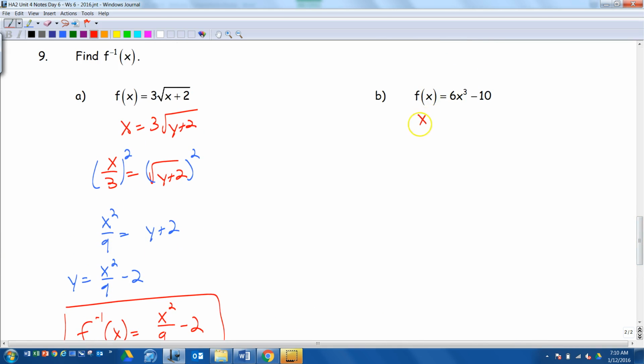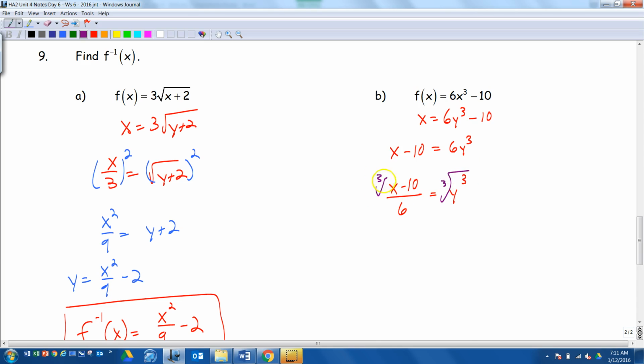This one we switch: x equals 6y cubed minus 10. Move the 10 over. x minus 10 is equal to 6y cubed. Divide by 6. x minus 10 divided by 6 equals y cubed. Now we have to take the cube root.